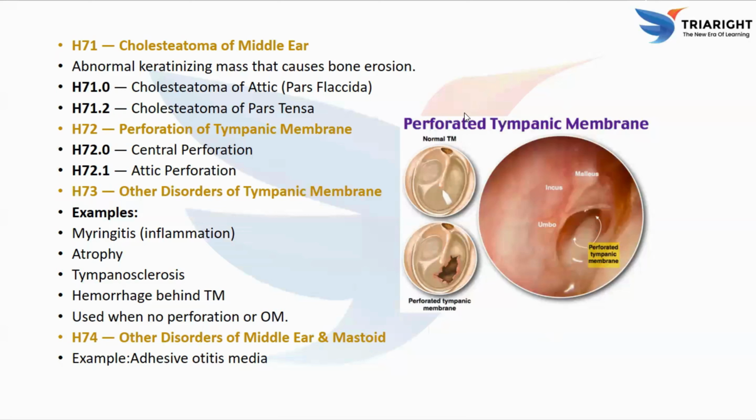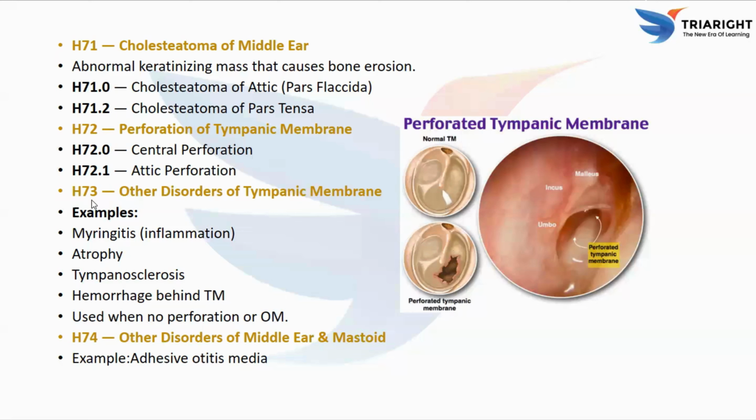In the normal one, the TM is healthy, translucent and pearl grey in color. You can see the visible malleus, umbo and cone of light. Whereas in the perforated tympanic membrane, you can see a visible hole or defect. It has irregular edges, and this may show the middle ear structures behind it. Signs of infection may be present, such as redness or discharge.